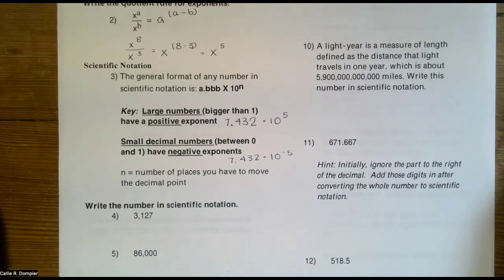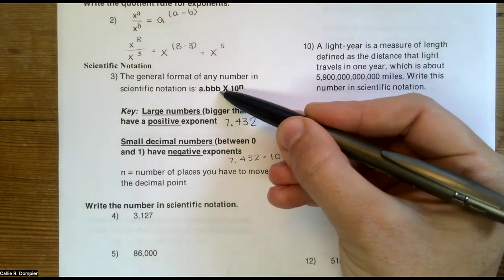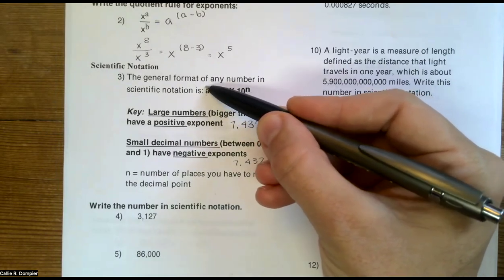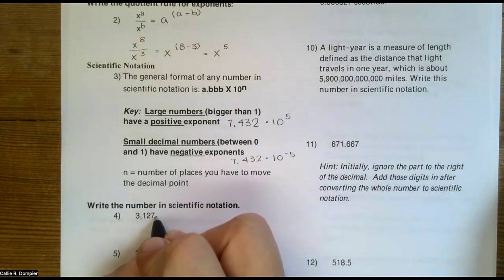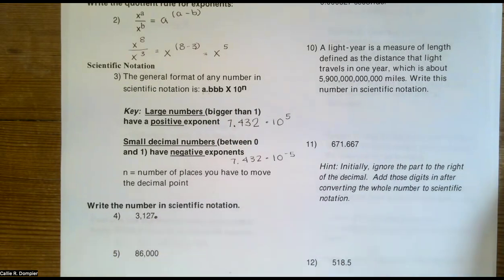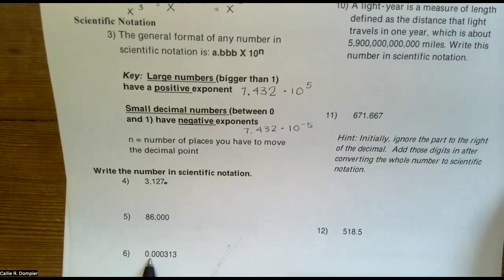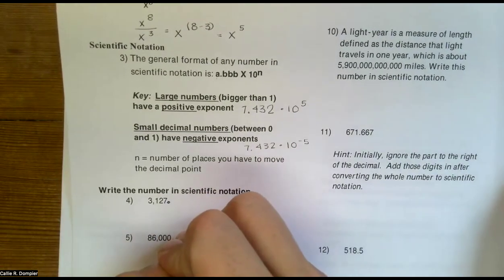So if we wanted to write 3,127 in scientific notation, let's look at scientific notation. A point B, B, B, and the B's can go on, okay? The important point is one number in front of the decimal. Right now, where is the decimal? We don't have a decimal, we have a comma. Our decimal is always after the last number if we cannot see it, right? For number 6, we can see the decimal, it's right here. But if there's no decimal, it just means we put it at the end, right?